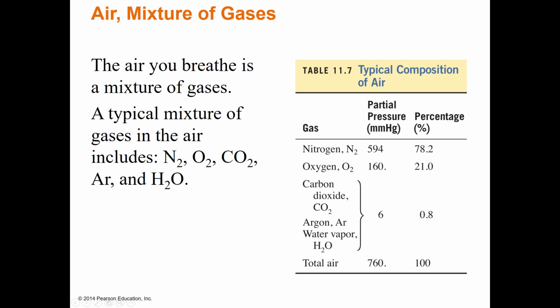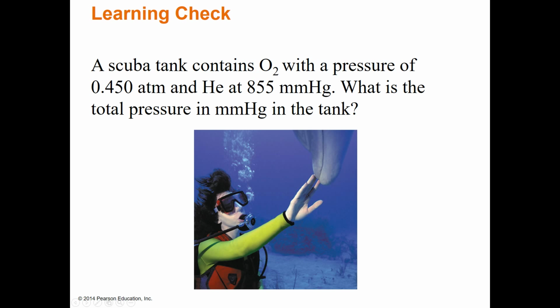A scuba tank contains oxygen with a pressure of 0.450 atms and helium at 855 millimeters of mercury. What is the total pressure in millimeters of mercury in the tank? What are we going to need to do so we can add these two individual pressures up? Convert the helium to ATM.